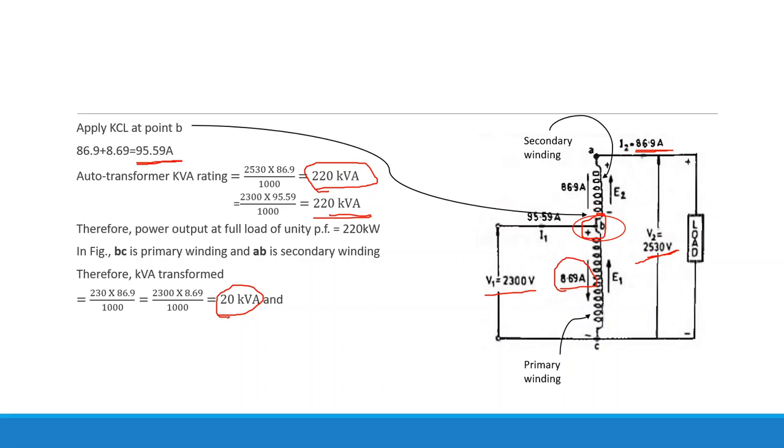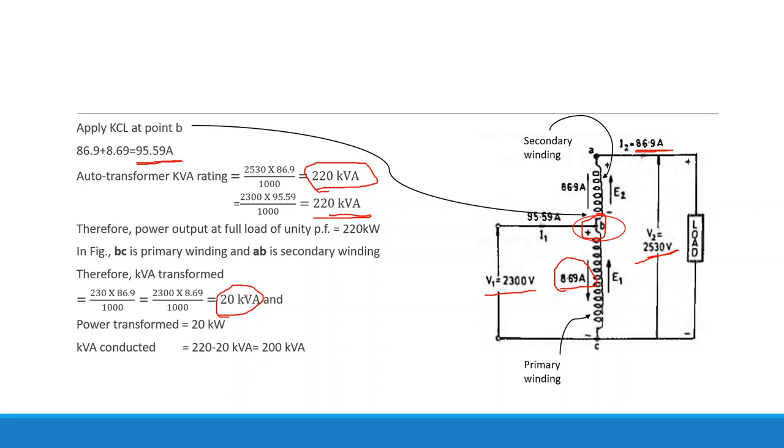How have we calculated? We have taken the corresponding voltage for this winding and the corresponding current for this winding, so that will give you kVA. The alternative way is what? You can multiply this 2300 volt by the corresponding current here, divided by 1000. So this is going to give you 20 kVA. You can solve it. Okay. For the power transformed, just multiply this kVA with the power factor. So it will be 20 kilowatt.